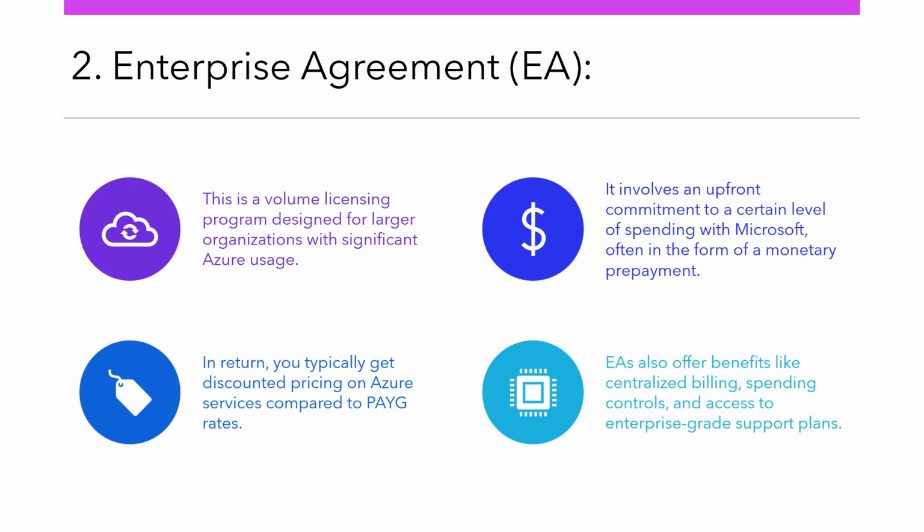Okay, the customer also gets benefits like centralized billing, spending controls, and access to enterprise grade support plans. Okay, this pricing model is suitable for large organizations, which have large plans, or you can say who have long vision plans, who can commit for a long time, or 2 to 3 or 4 years.